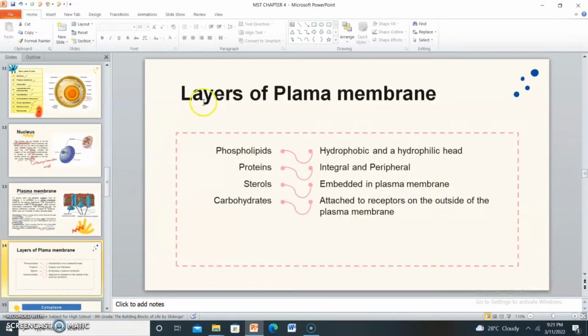So, there are layers of the plasma membrane. The first layer is phospholipids. So, these are hydrophobic and hydrophilic. Next is the protein, which is integral and peripheral. Sterols, which are embedded in the plasma membrane. And the last one is the carbohydrates, which are attached to the receptors on the outside of the plasma membrane. So that's the main layer of the plasma membrane.